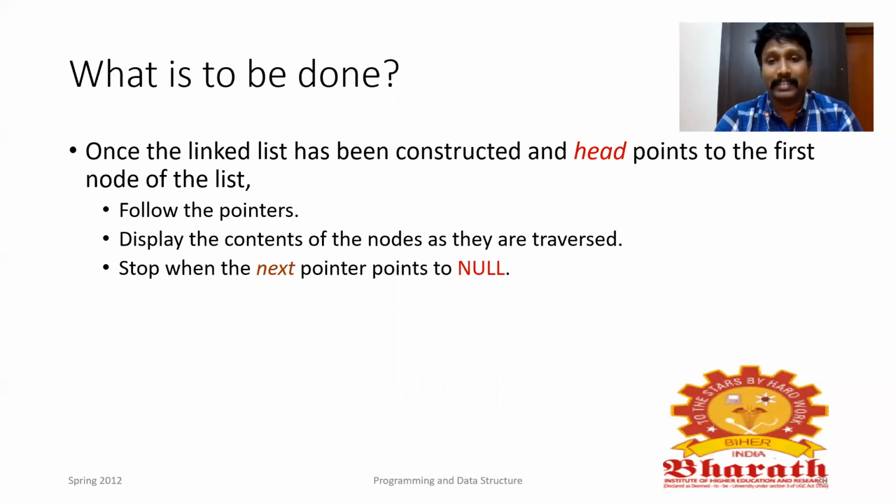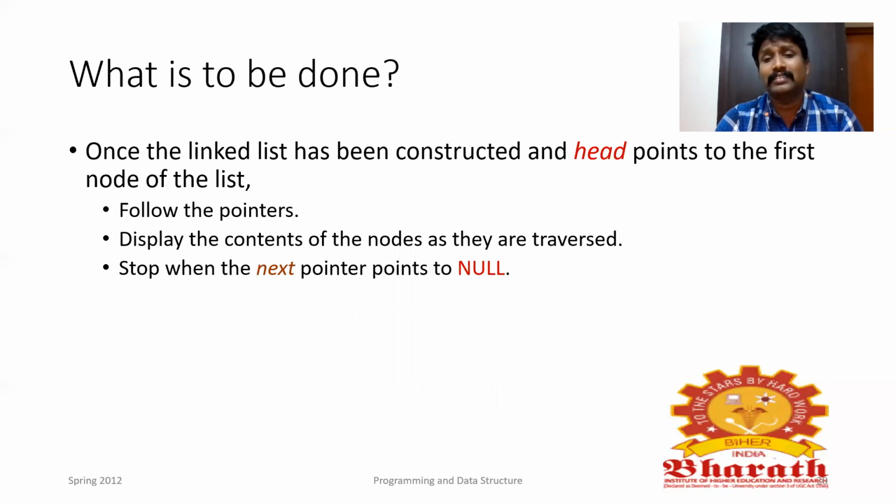Once the linked list has been constructed, the head points to the first node of the list. Head means the starting, the first node of the list. Follow the pointer and display the content of the nodes as they are traversed, that is, the data element stored inside each one. Then stop when the next pointer points to null.